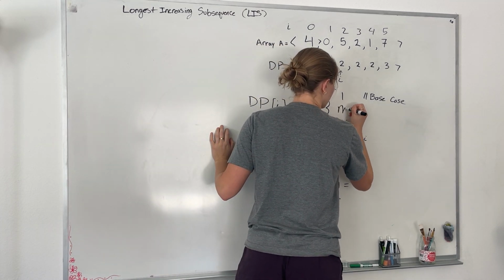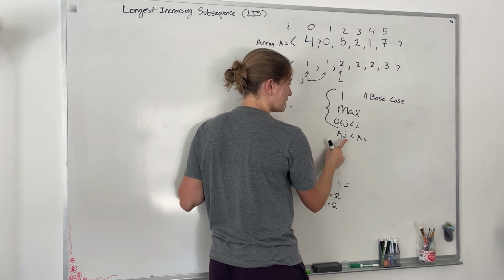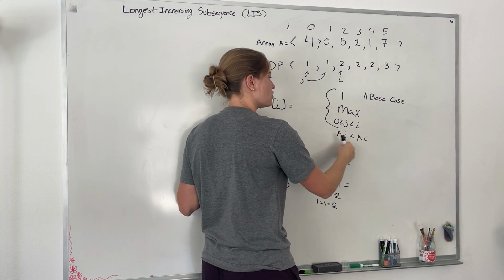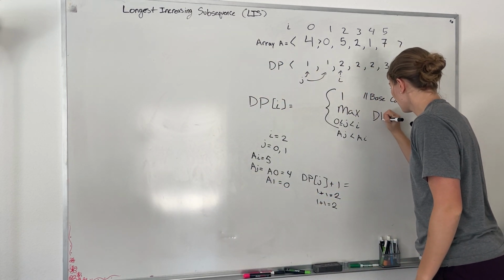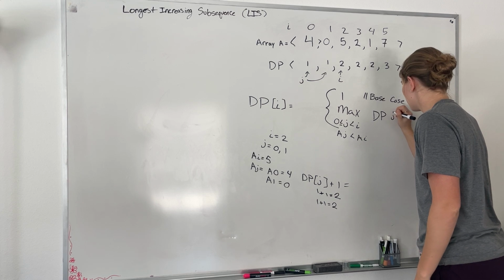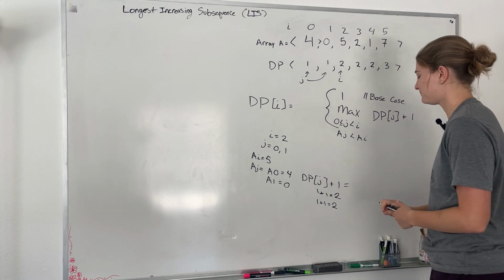So we're going to take the max for every value of j that's less than I and every value in that array of j that's less than I. We're going to take the max. And how did we get that value? DP of j plus 1.